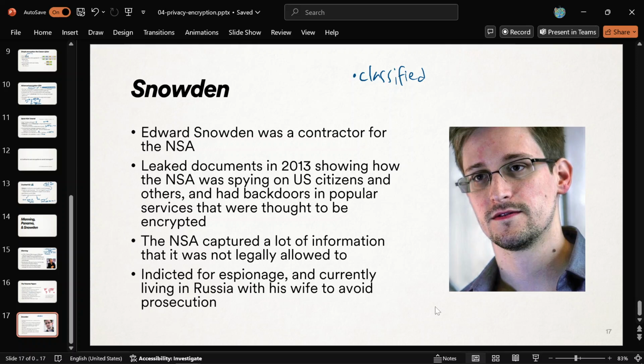So it was, though, against the law, of course, to leak classified documents. It was against the law to do it, and he was indicted for espionage. He had to flee the country. He is now, I think he still is, living in Russia, surprisingly. He's living in Russia with his wife because the second he goes to any country that has any ties to the U.S., he will be immediately arrested and deported back to the U.S. Okay? That's crazy.